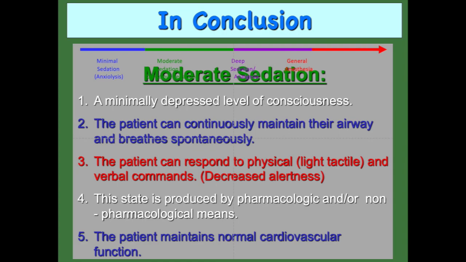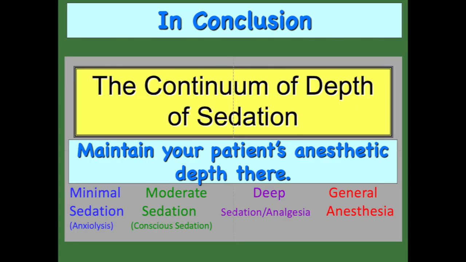It's really important that they remain in this level so that you're compliant with your permit. This state can be produced by pharmacological means, drugs like triazolam, or if you're using IV, drugs like Versed that can lightly sedate the patient and put them into this moderate sedation level. And they maintain their normal heart rate and blood pressure, which is their cardiovascular function. So keep that patient in that depth. If you have to touch up the sedation a little bit, don't overdose them. Keep them in that depth.